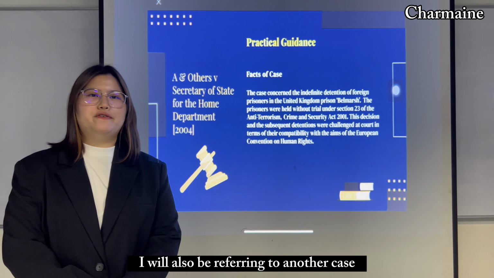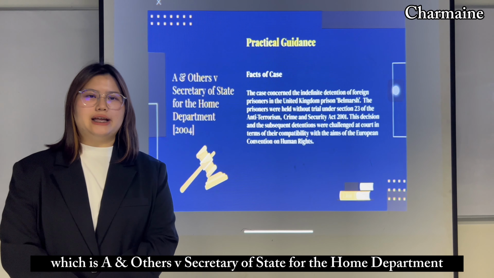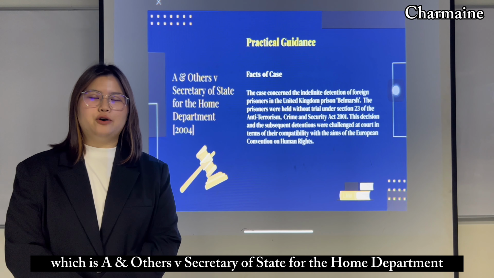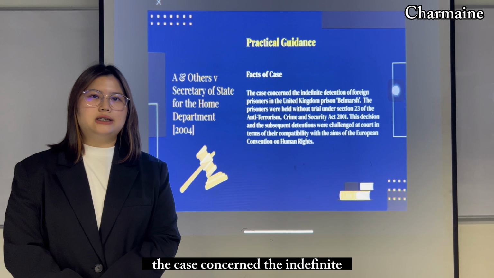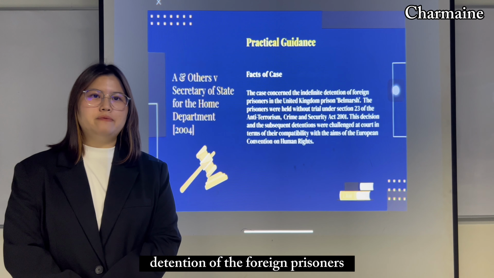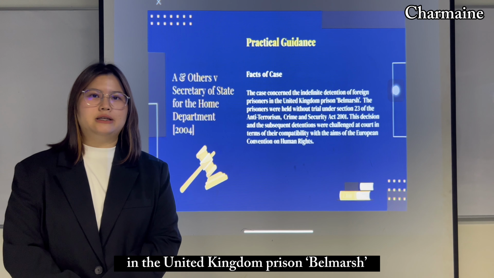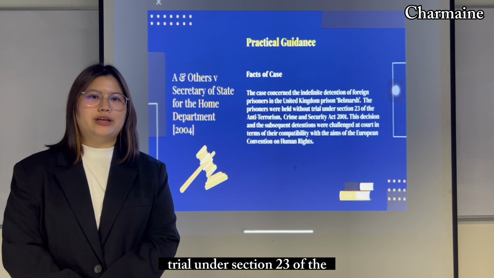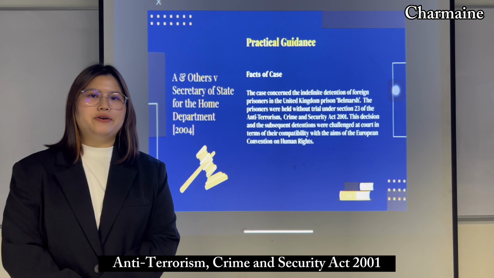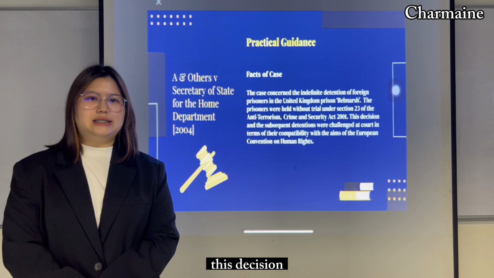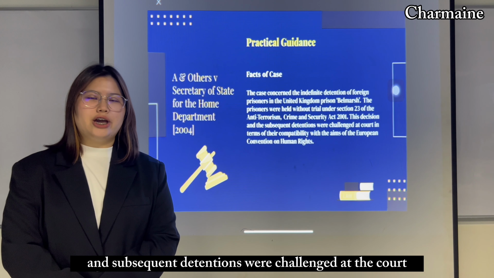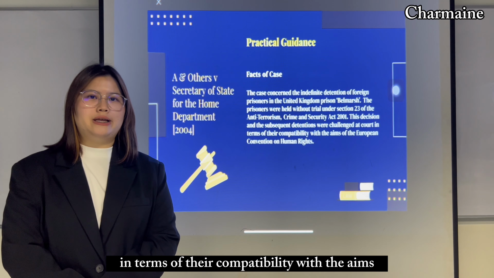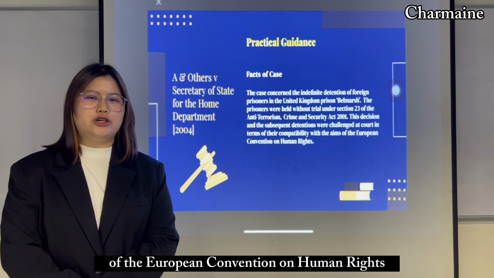I will also be referring to another case, which is A and others against Secretary of State for the Home Department. The case concerned the indefinite detention of foreign prisoners in the United Kingdom prison, Belmarsh. The prisoners were held without trial under Section 23 of the Anti-Terrorism, Crime and Security Act 2001. This decision and subsequent detentions were challenged at the court in terms of their compatibility with the aims of the European Convention on Human Rights.